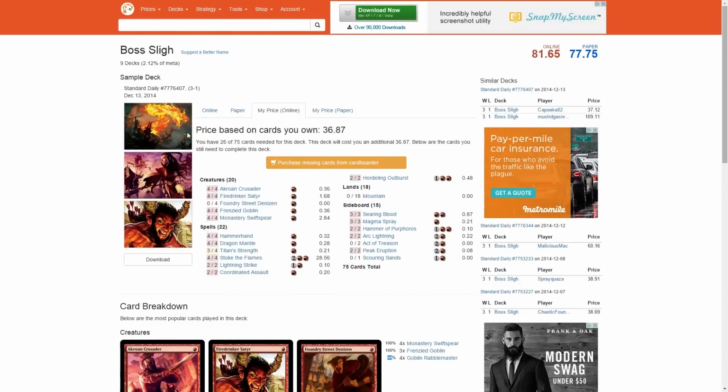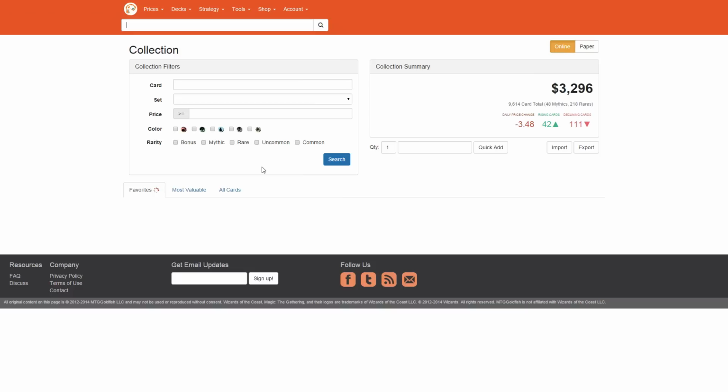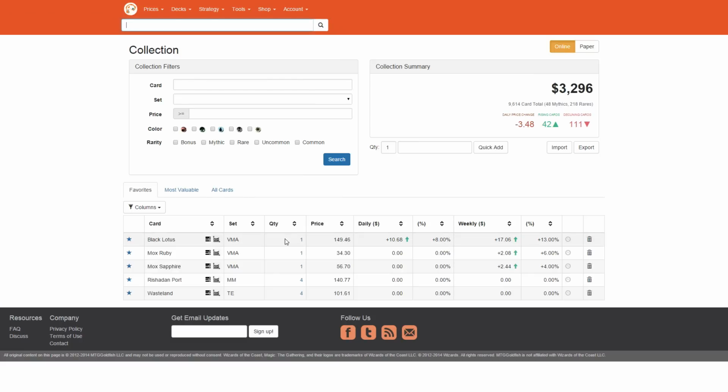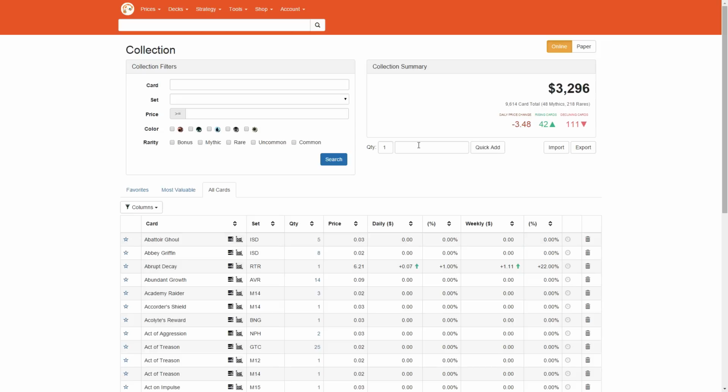So all of this SuperBrewing is contingent on the fact that you have cards in your account. So let me go show you that real quick. So you can go into your collection and you can add cards manually here. Otherwise you can go to our import function.